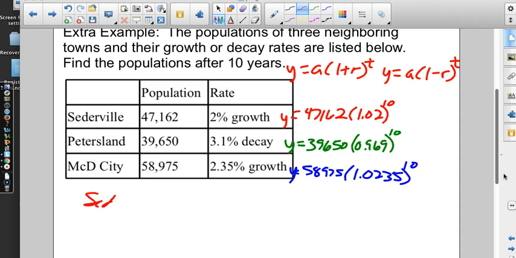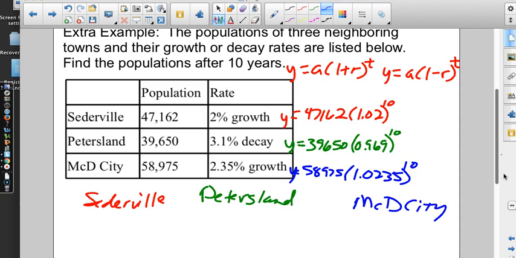All right, so in the red, I have Cedarville. In the green, I have Petersland. Uh-oh, forgot an R. And in the blue, McD City. 47,162 times 1.02 to the 10th. And notice it's not a fraction, so oops, I missed 1. I don't have to put this part in parentheses unless you want to. I mean, sometimes it's just nice to get used to the parentheses.